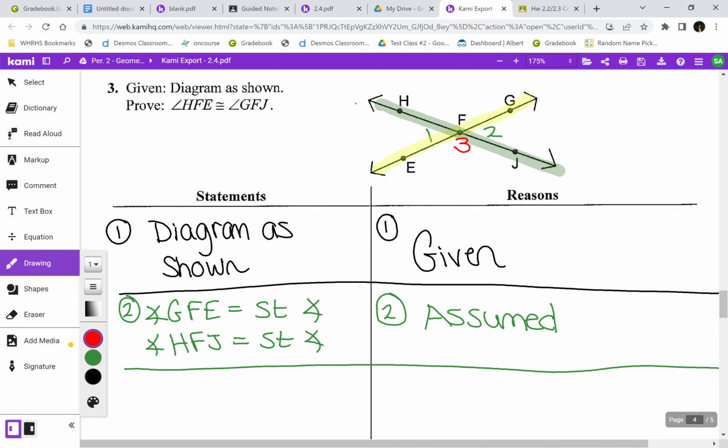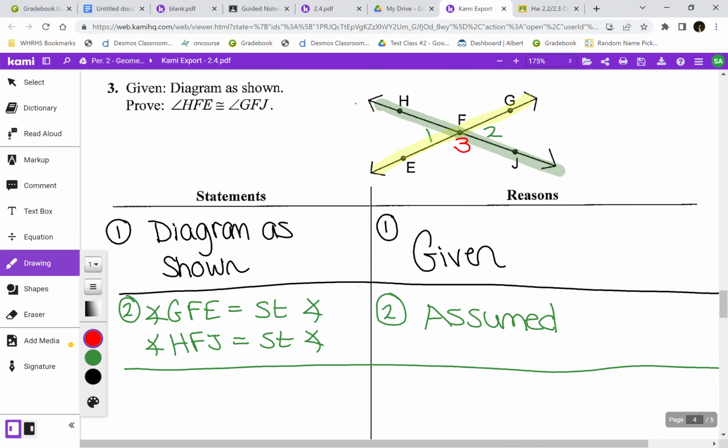Symmetry? They're supplements. Why? Because they're angles that make up a straight angle. Excellent. Angle 1 and angle 3, if you add them together, wouldn't they make angle HFJ?